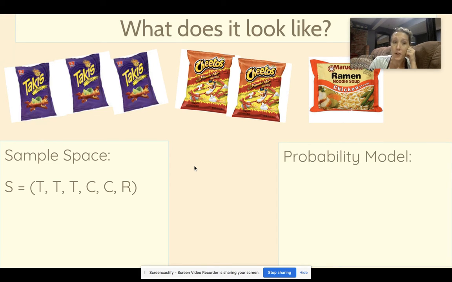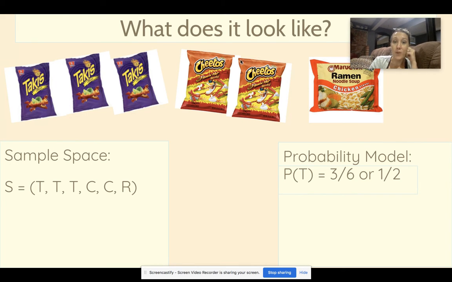So for the probability model, you say, okay, what would it be if these were all in a bag and I just closed my eyes and reached in? What would be the probability that I would pull Takis out? And it's theoretical, not experimental, which is how much of what you're looking for over the total amount. So how many Takis are there? 3 out of how many choices total? 6. So my probability would be 3/6, or 1/2.